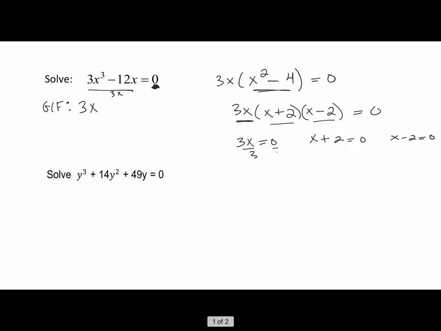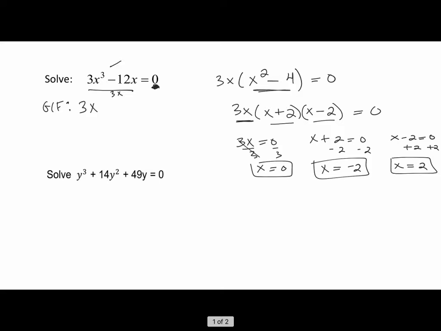So for our first factor, if we divide by 3, we get x equals 0. That's one solution. For that second factor, if we subtract 2, we get x equals negative 2. That's two solutions. And the third factor, if we add 2 to both sides, x equals positive 2.